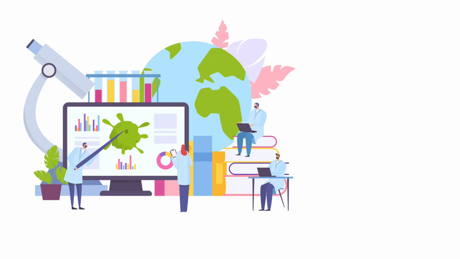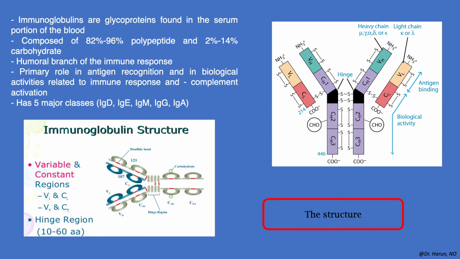So for next adalah immunoglobulins adalah glycoproteins that found in the serum portion of the blood, which is composed of 82 up to 96% of polypeptide dan juga 2% until 14% of the carbohydrate. Itu adalah the composition ataupun the structure, the molecule yang membina the antibody.